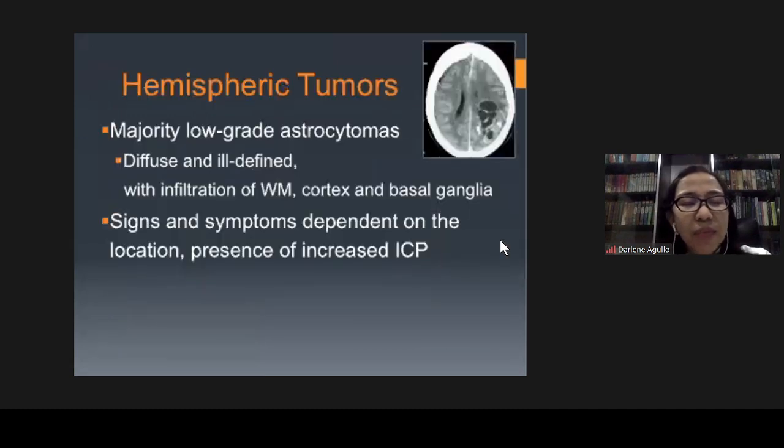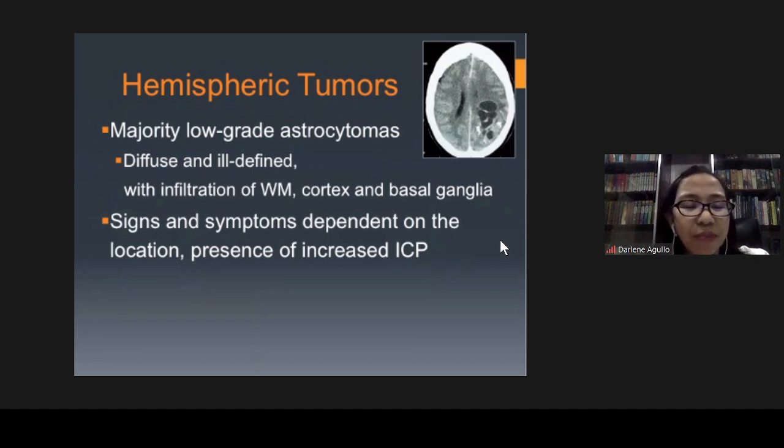Okay. Hemispheric tumors. Hemispheres. Cerebral hemispheres. No, hindi cerebellar hemispheres kasi nasa supratentorial tayo. Supratentorial above the tentorium, cerebral hemispheres. So when we say hemispheric tumors, supratentorial, cerebral hemispheres. Majority of these tumors are low-grade astrocytomas. High-grade astrocytoma and glioblastoma. So the lesions are generally diffuse and ill-defined with infiltration of white matter, cortex, and basal ganglia.